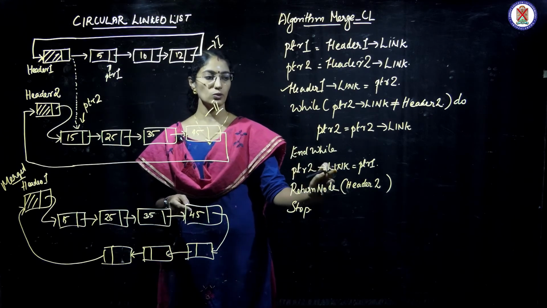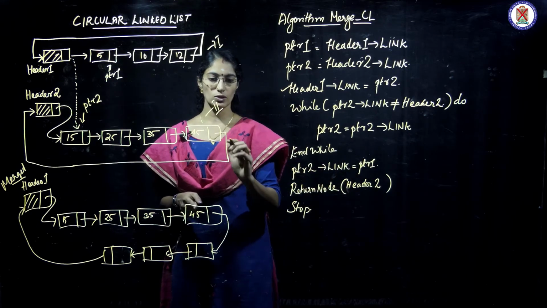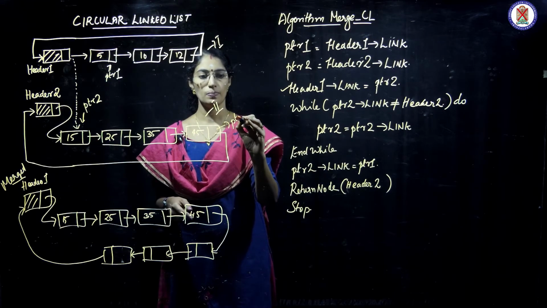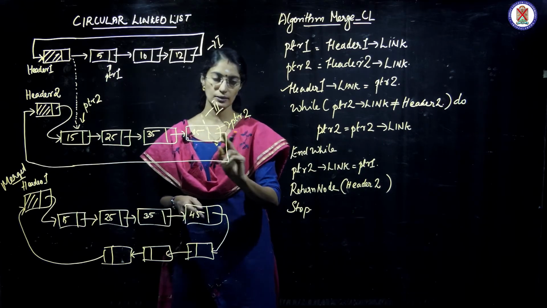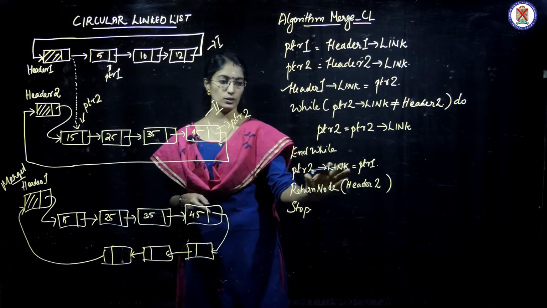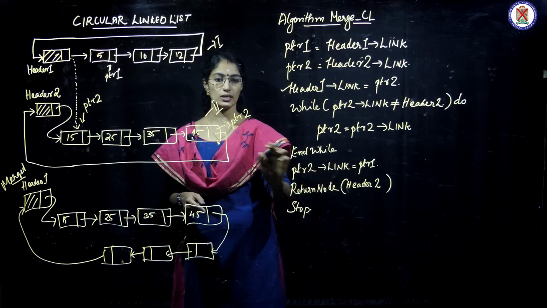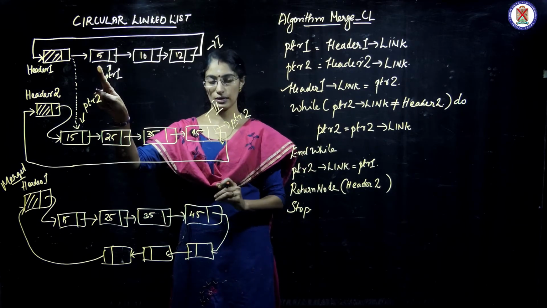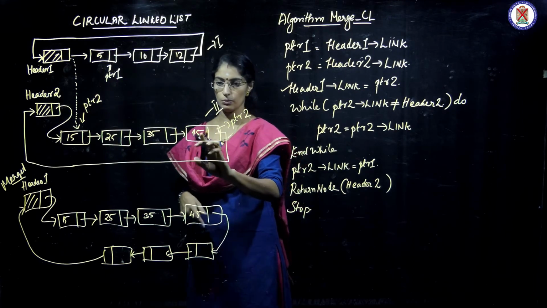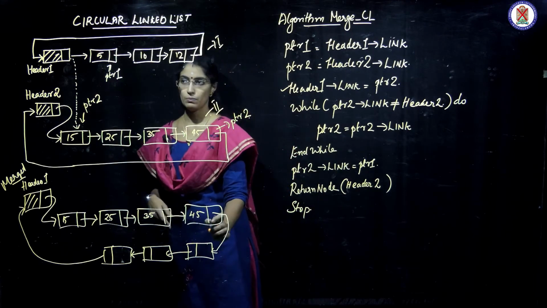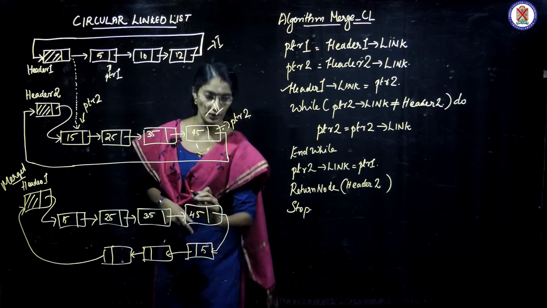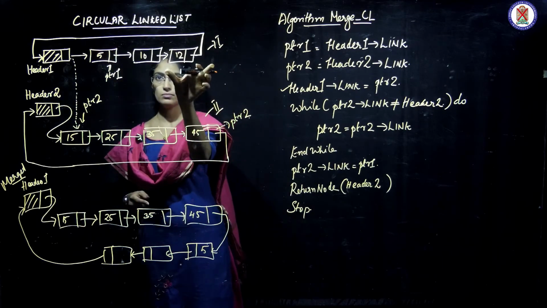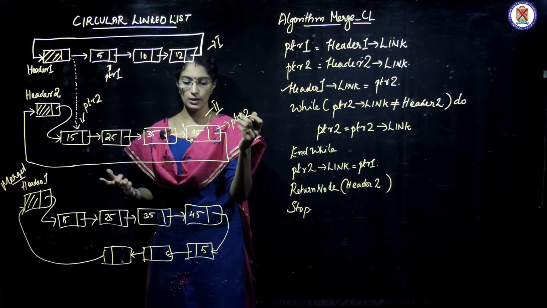What is it? ptr2 of link is equal to ptr1. So naturally when the while loop is exited, ptr2 will be pointing to this node, right? So the next statement is ptr2 of link is given ptr1. What is ptr1? The first node of the first linked list. So naturally ptr2 of link will be pointing to, that is 45 will be pointing to 5. Then this total linked list will be merged.